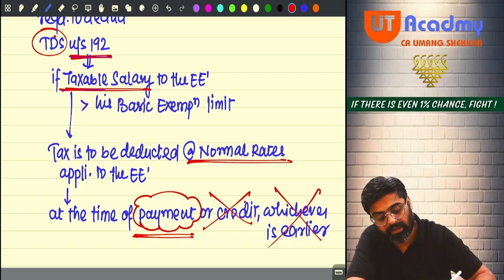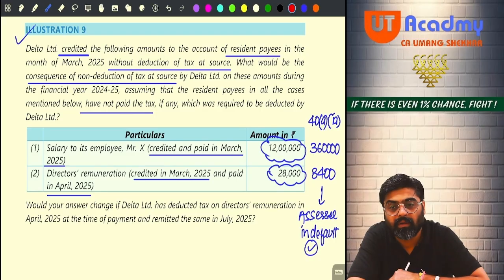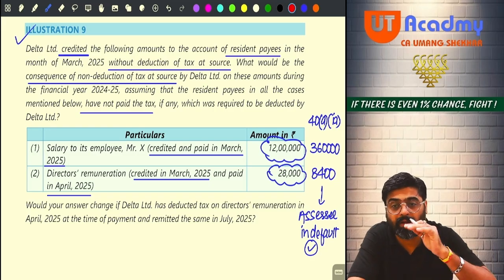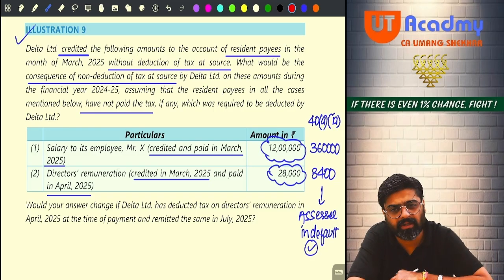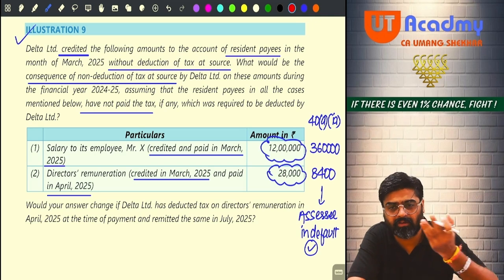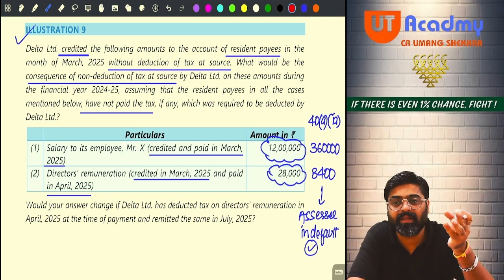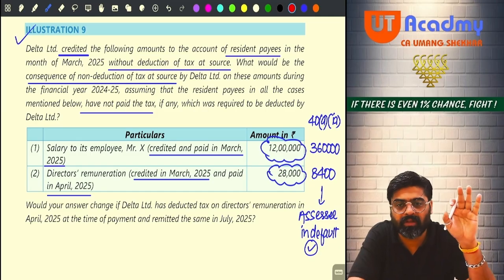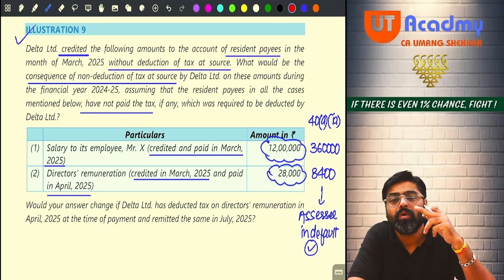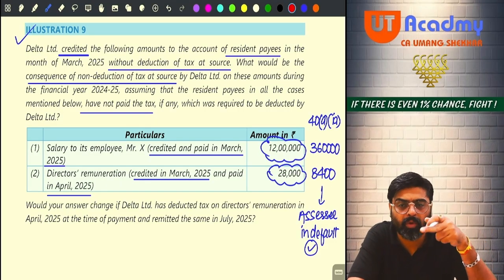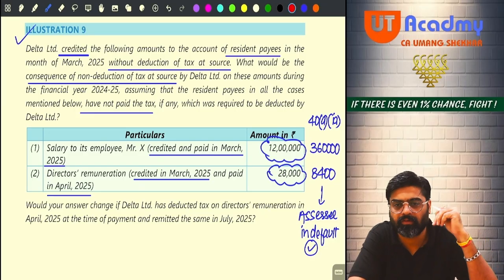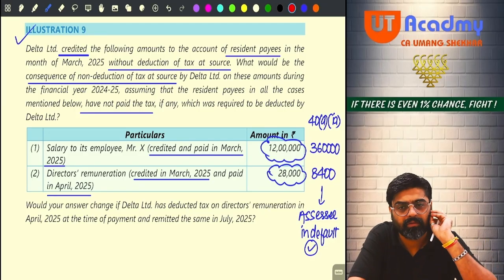Now in our case, go and check. Delta Limited is the employer, giving how much salary? Taxable salary of 12 lakh rupees. Is it more than the basic exemption limit? 12 lakh is more than the basic exemption limit of 2 lakh 50. Assuming that the employee, Mr. X, to whom the salary was given, was not a senior citizen, so he was a normal individual. For him, the basic exemption limit was 2 lakh 50. Are you making a payment of salary of more than 2 lakh 50? Yes. You are liable to deduct TDS.